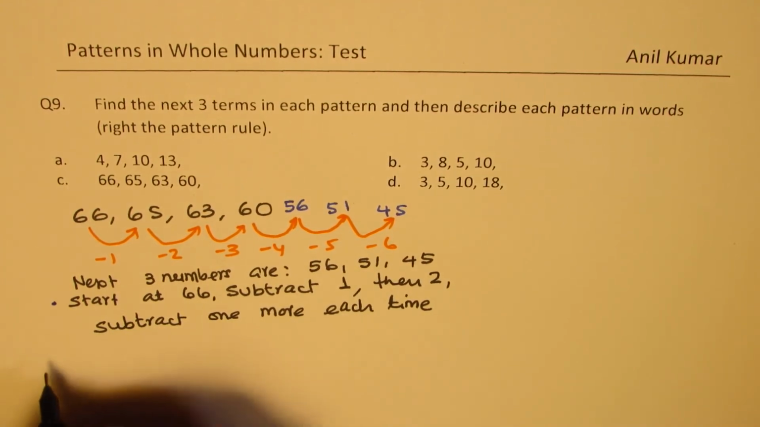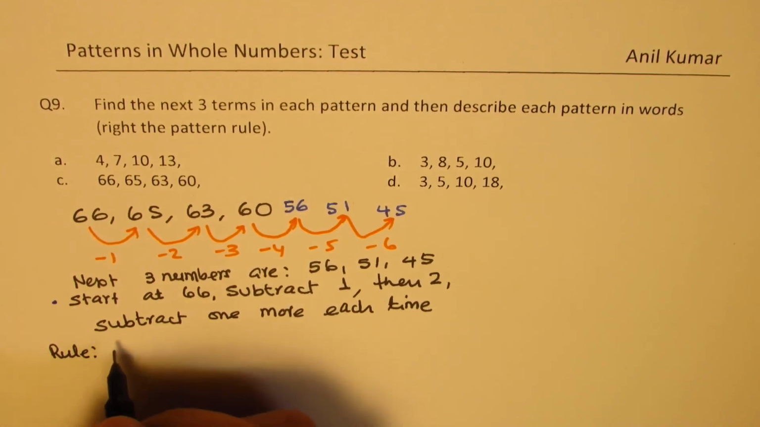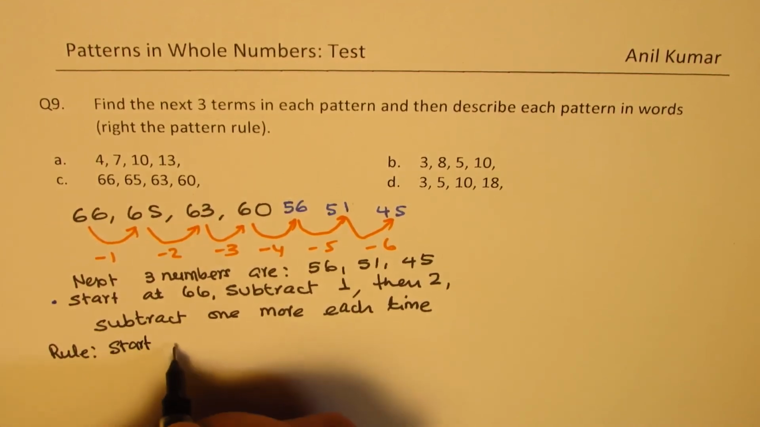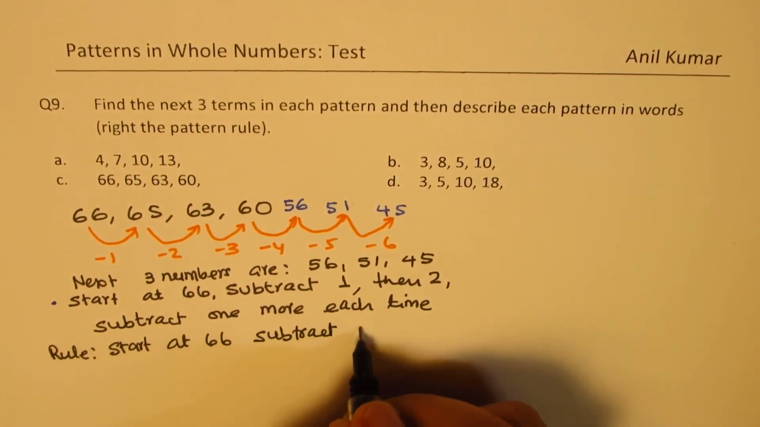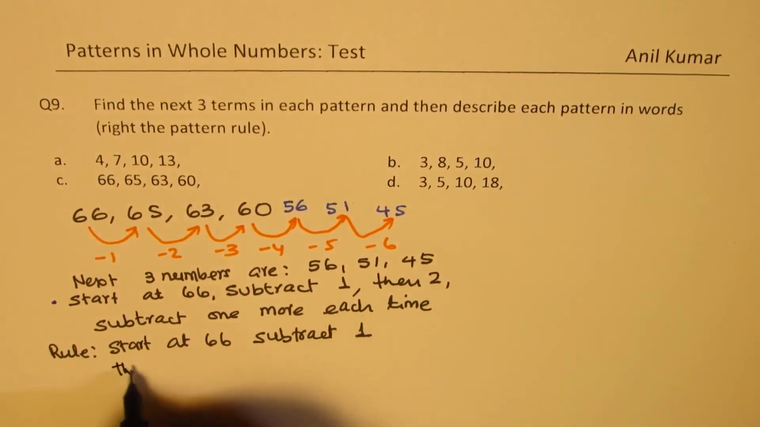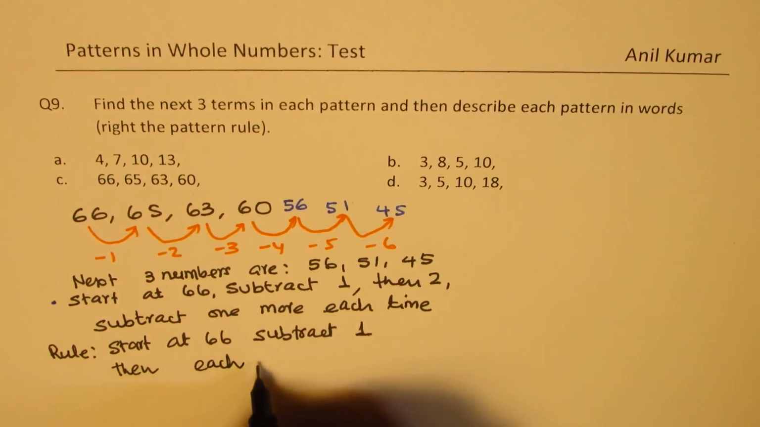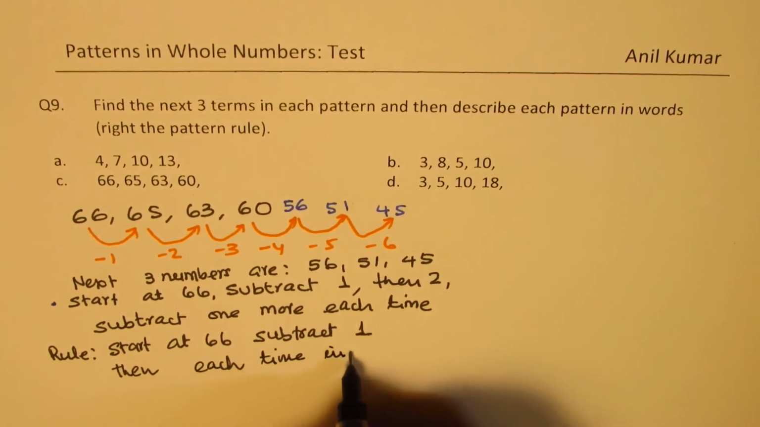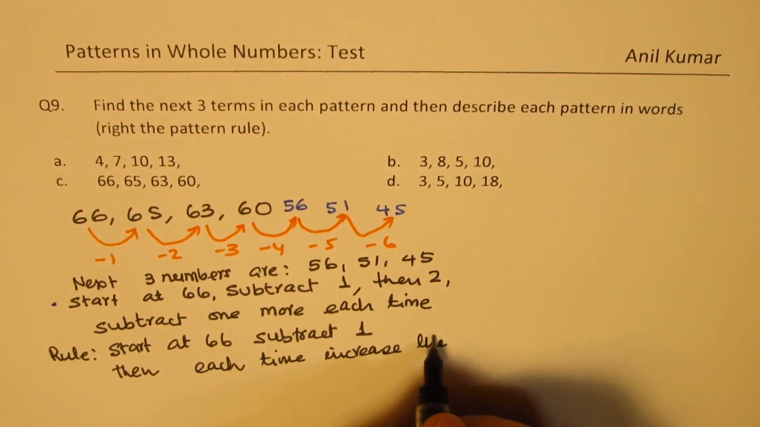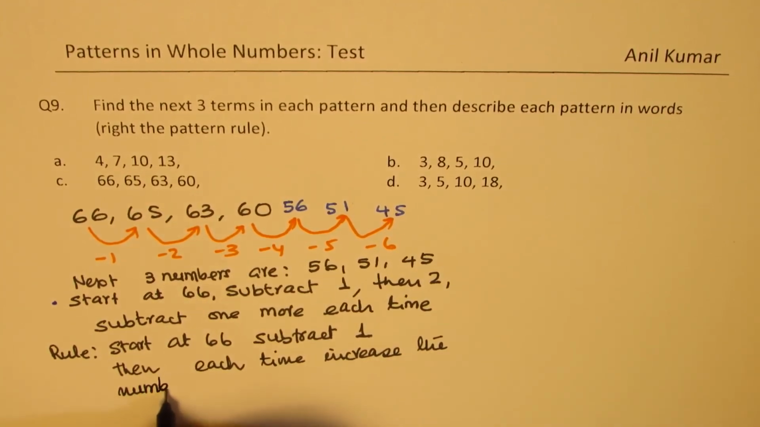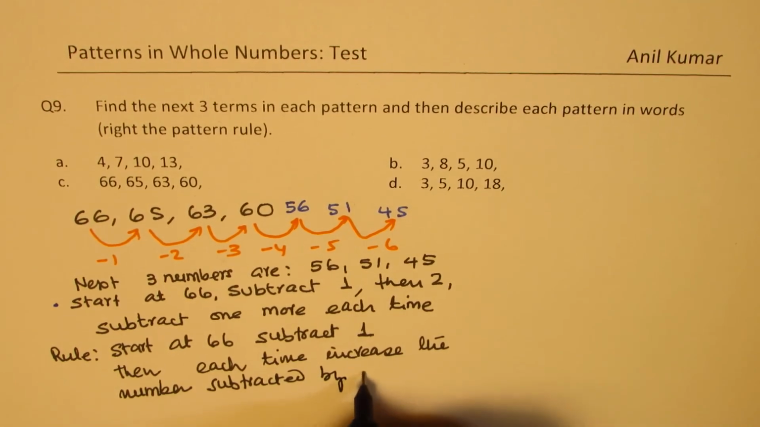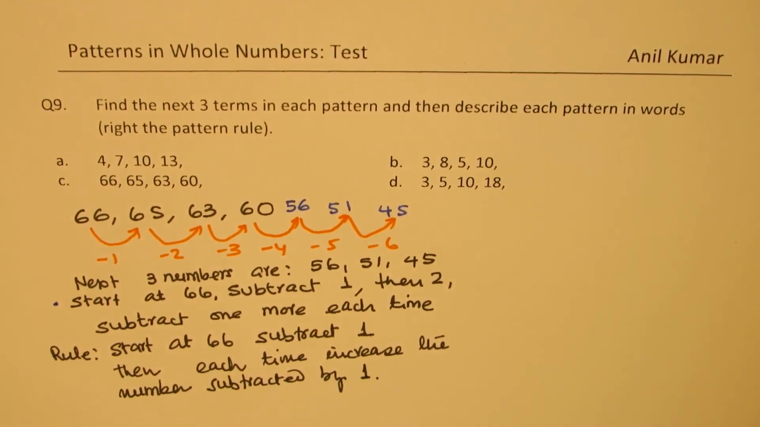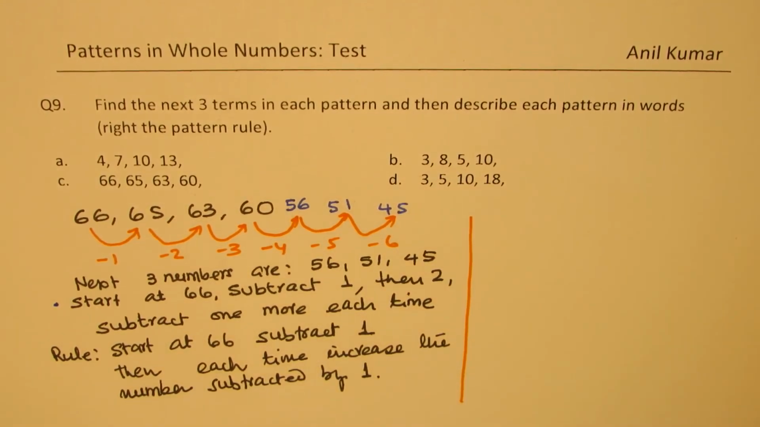So you can say that the rule is start at 66, subtract 1, then each time increase the number subtracted by 1. So that is another way of saying the same thing. So write down the way which you feel comfortable with. I hope you got the idea, right?